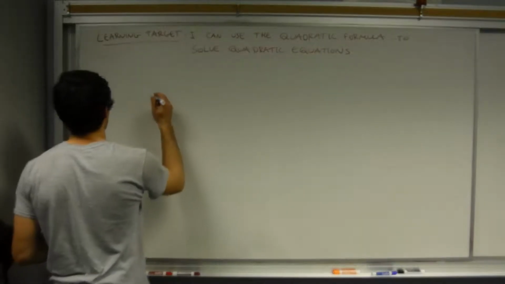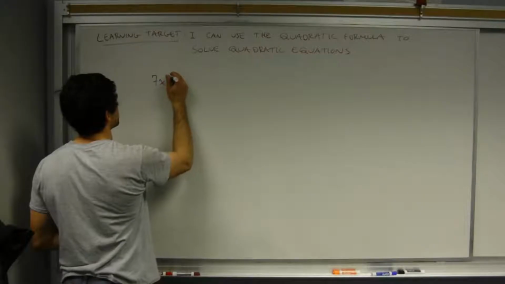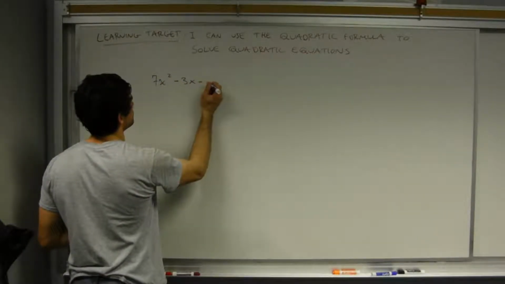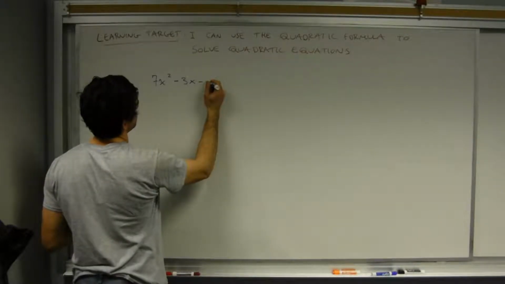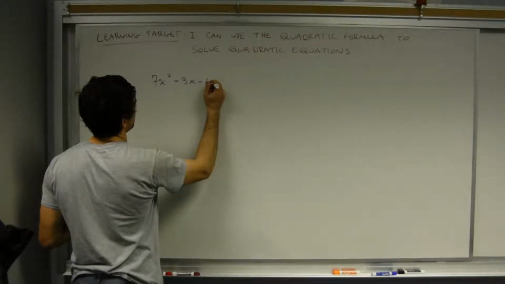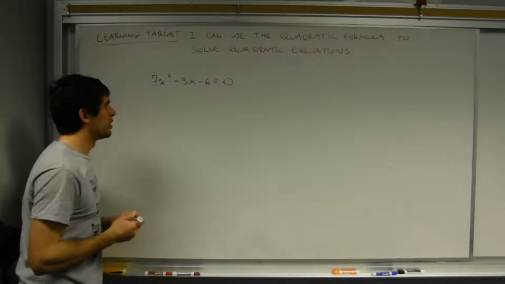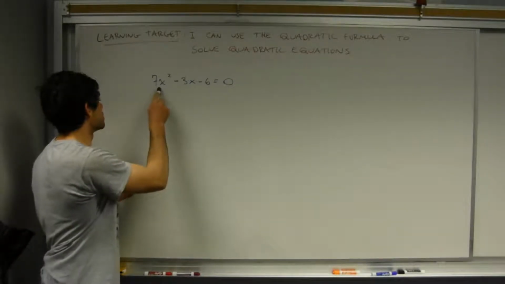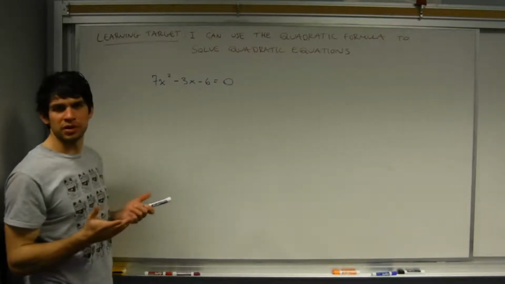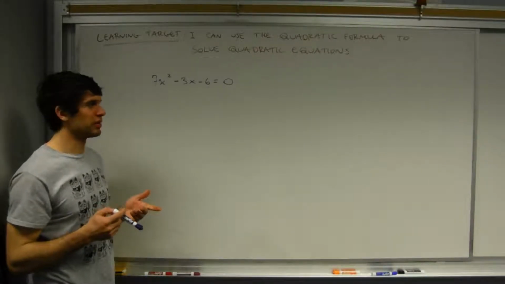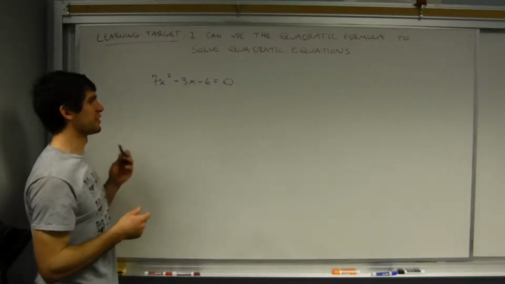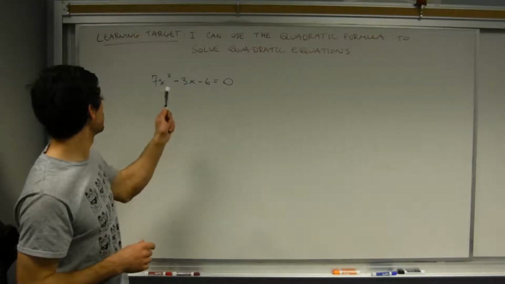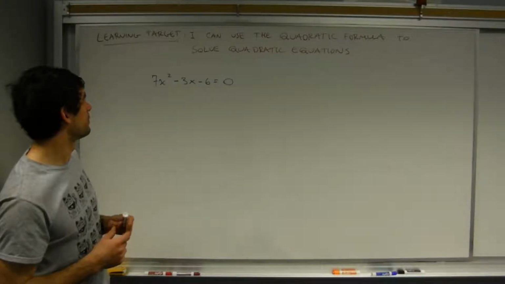Like suppose we have 7x squared minus 3x minus 6 is equal to 0. This is going to be extremely annoying to calculate using completing the square because we have a 7 as our leading coefficient. So if we want to solve using completing the square, we'd have to divide everything by 7, and we'd get really annoying fractions to work with. So in comes the quadratic formula.